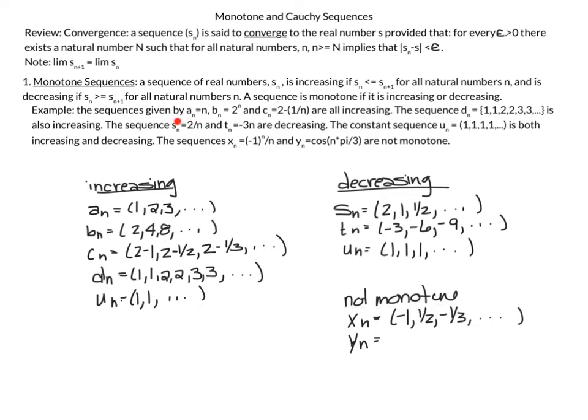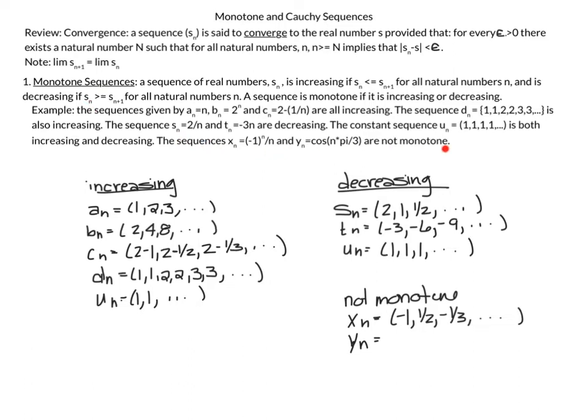Examples of decreasing sequences include 2 over n and minus 3n, the first few terms of which I have written here. Also, u_n is a decreasing sequence as well as an increasing sequence because it satisfies this condition here that every term is less than or equal to the previous terms. In particular, it's exactly equal to previous terms.